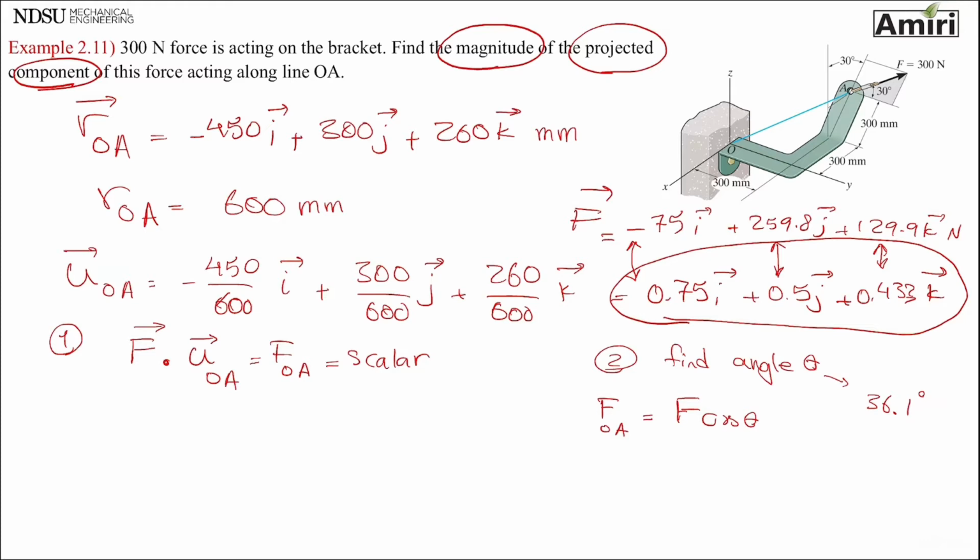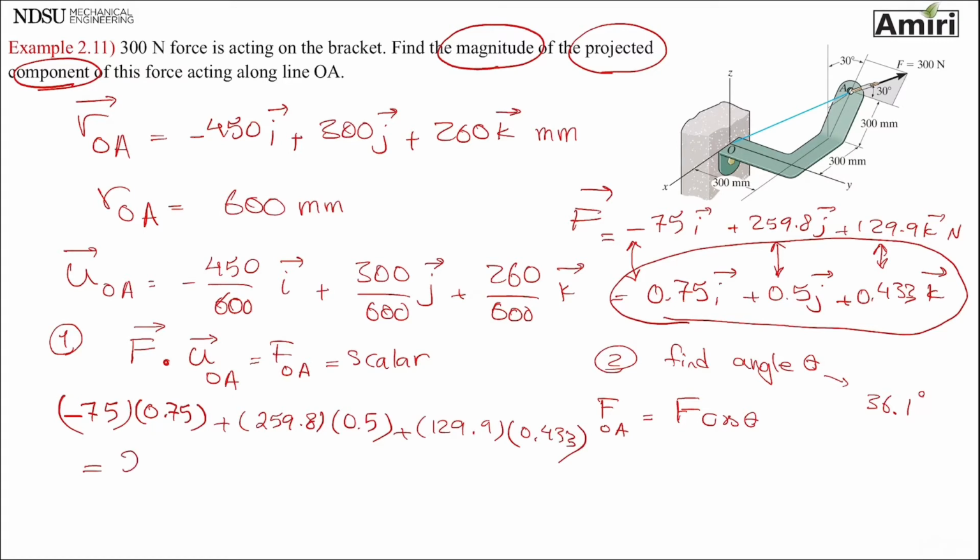So let's see, minus 75 times 0.75, plus 259.8 times 0.5, plus 129.9 multiplied by 0.433. And the result of this is going to be 242 newtons. And that is the magnitude of the projected component along that direction.